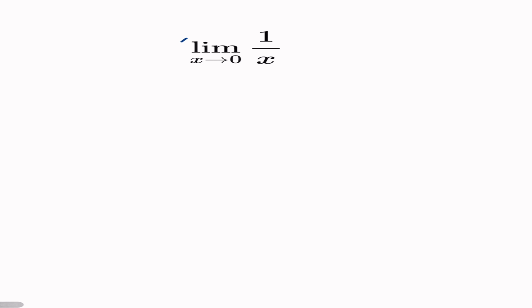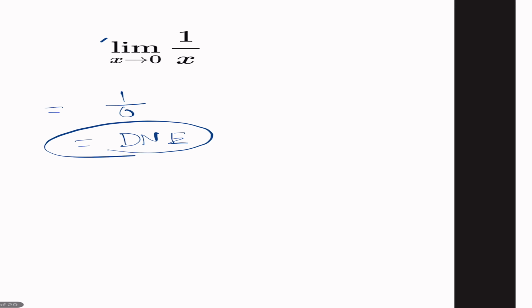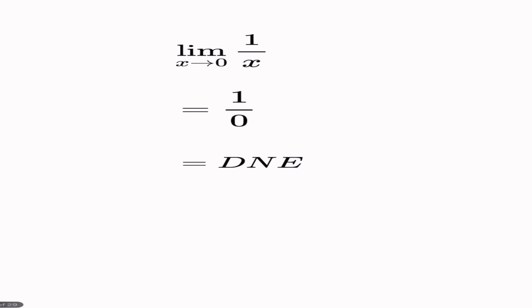Now, let's do this one. Limit x approaching 0 of 1 over x. So 1 over 0. This is also undefined, so this limit also does not exist. And if you graph it, you will see from the negative side it will give you negative infinity, and from the positive side, I mean right side, it will give you positive infinity. So from left and right, the limit does not exist. Here is the explanation.